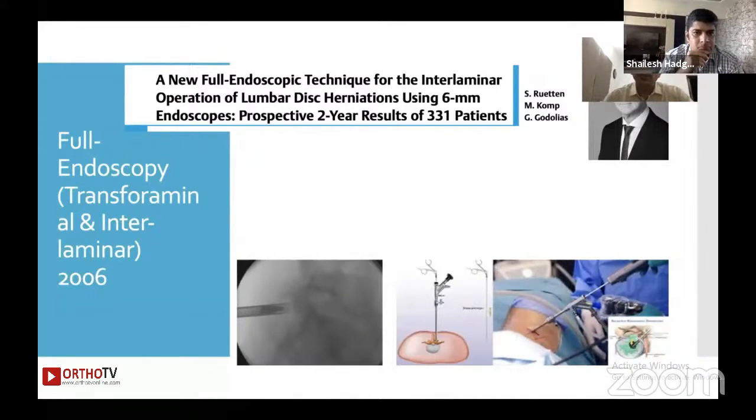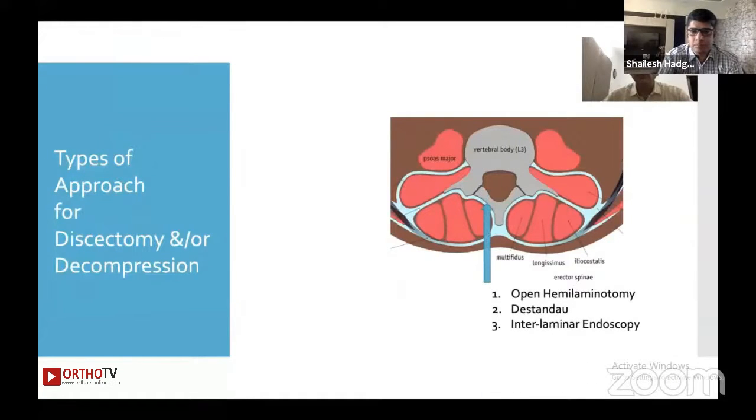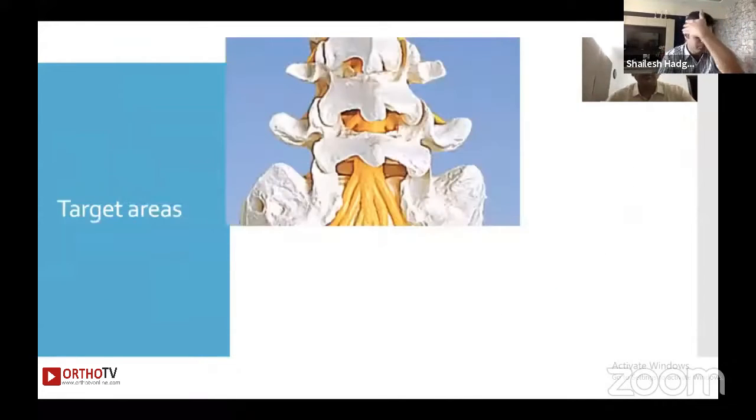And they have published a lot on these two techniques, which has now almost become a technique to reckon with. So if we take a look at the various options, the central midline approach is being used for the open hemilaminotomy cases. Destandau uses it, and the interlaminar endoscopy surgeries also tend to use the midline or the paraspinal approach. The classic posterolateral approach is being used by the tubular discectomy systems, and the transforaminal approach is being used by the Yeung systems as well as the full endoscopy systems through the foraminal route.